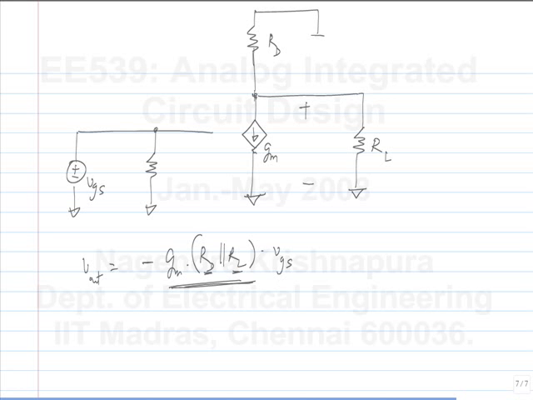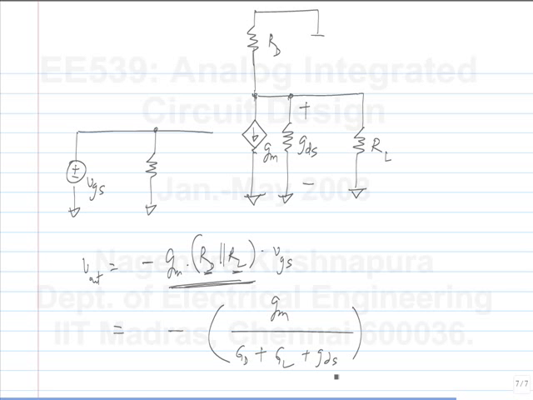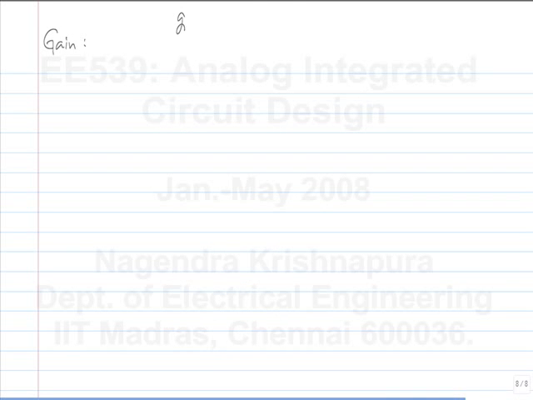Now, it's also time that we added the full model of the MOSFET. So the main thing that is missing here is the GDS. So what's the gain in this case? Maybe I will write it in terms of conductances. It is GM divided by the sum of all conductances that appear at the output. And naturally, when GDS is very small compared to GD and GL, you can neglect it and use GM by GD plus GL.